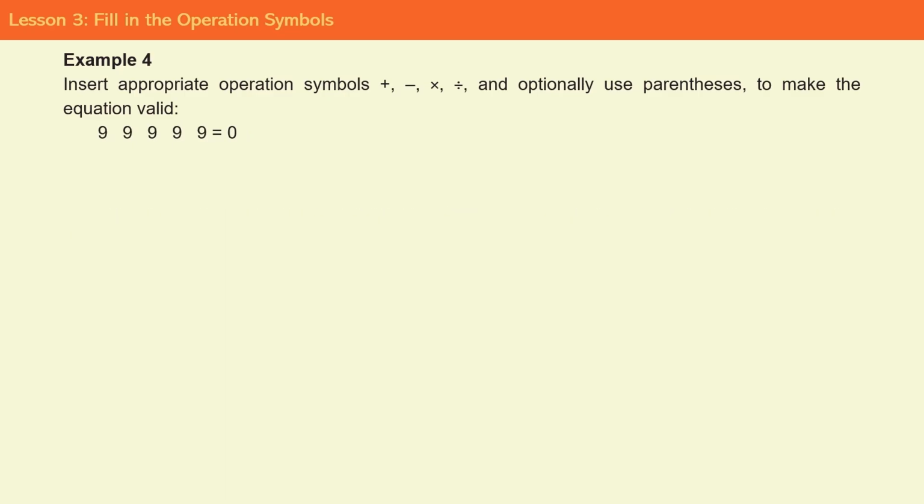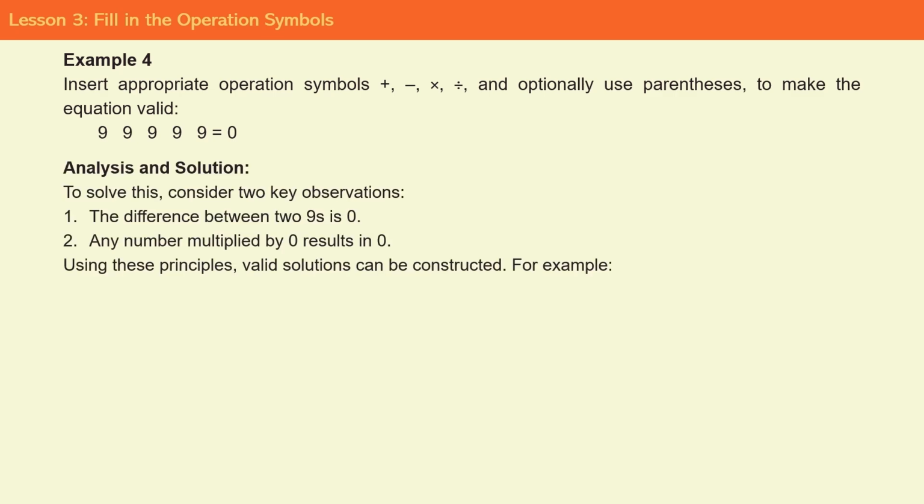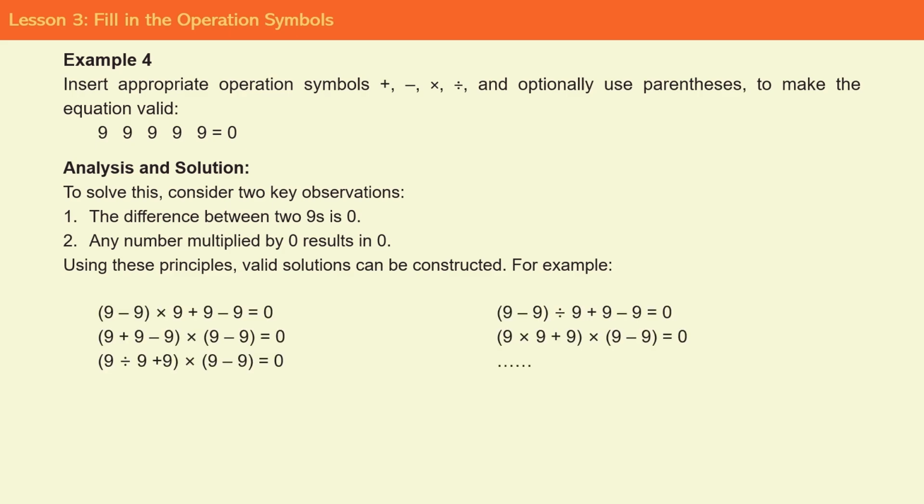Example 4. Insert appropriate operation symbols, plus, minus, times, divided by, and optionally use parentheses, to make the following equation valid. To solve this, consider 2 key observations. First, the difference between 2 9s is 0. Second, any number multiplied by 0 results in 0. Using these principles, valid solutions can be constructed. Following are examples.